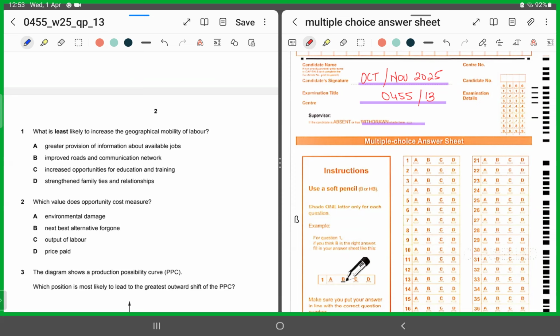The stronger the family ties and relationships, the more unwilling people would be to leave their families behind or to move from their current location, right? So it would be a hindrance. So for MCQ number 1, we shaded D as the correct response.